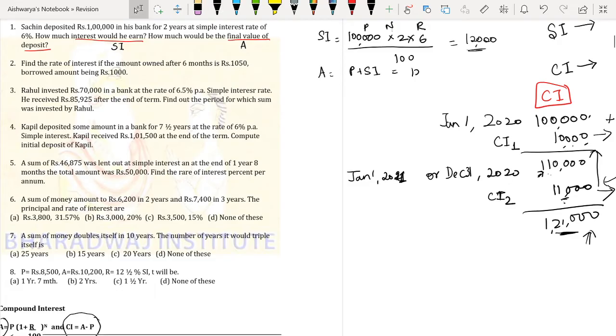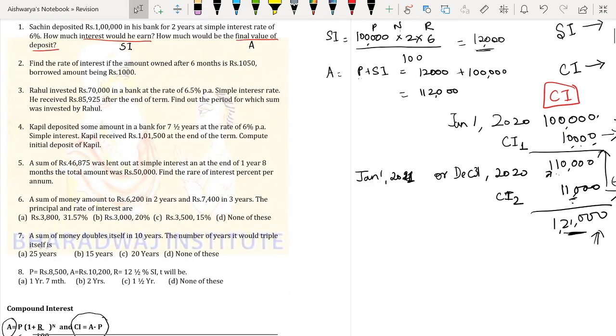Now, the final value of the deposit, amount, is equal to P plus SI. Principal will be 1 lakh plus 12,000. So 1 lakh and 12,000 becomes your amount. Are we clear with this? So let's proceed to the second question.